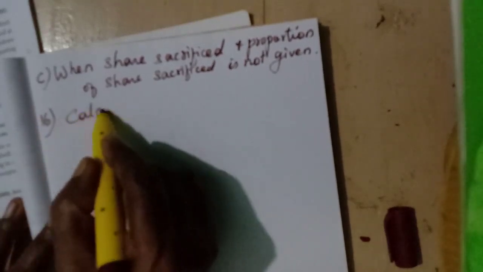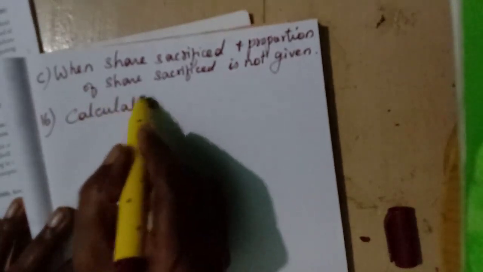Mala and Anida are partners sharing profits and losses in the ratio of 3:2. Mercy is admitted into the partnership with 1/5 share in the profits. Calculate the new profit sharing ratio. Here the sacrificing share is not given, and the proportion of the sacrificing share is not given. Only the new share is given. So we should consider the full share as 1. The number we will write first, then the heading: calculation of new profit sharing ratio.